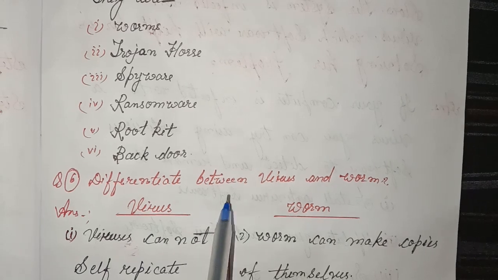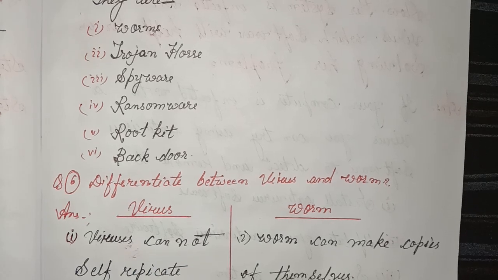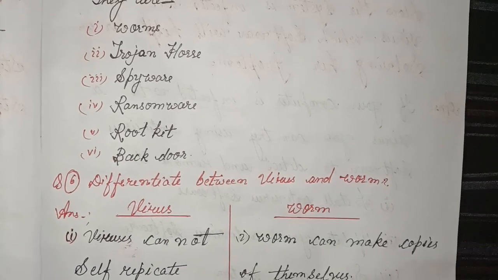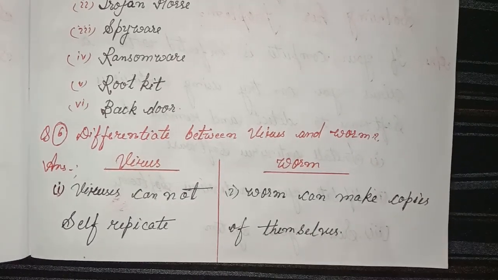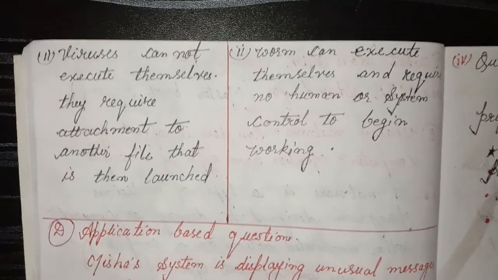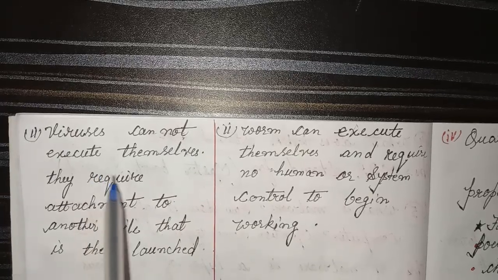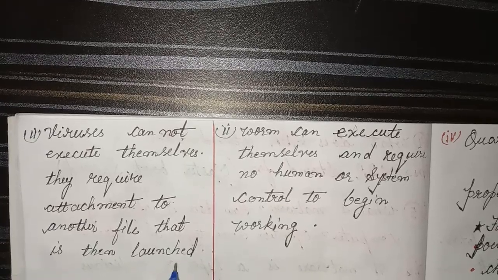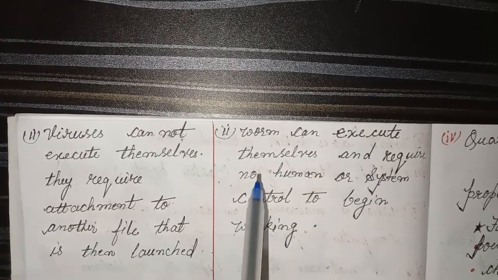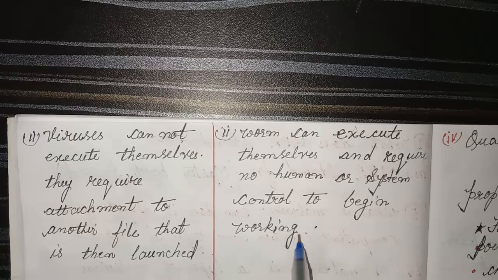6. Differentiate between virus and worm. Answer, virus. First, virus cannot self-replicate. Worm can make copies of themselves. Second, viruses cannot execute themselves. They require attachment to another file that is then launched. Worm can execute themselves and require no human or system control to begin working.